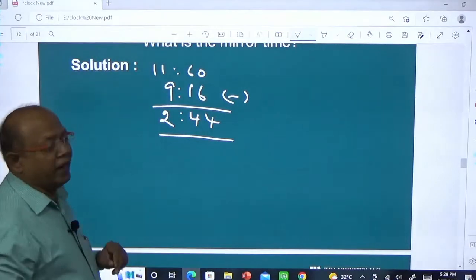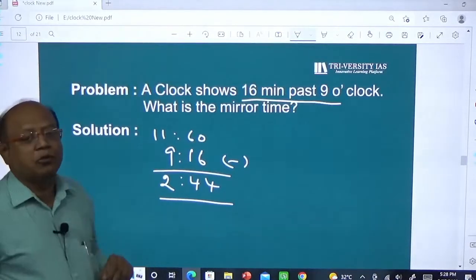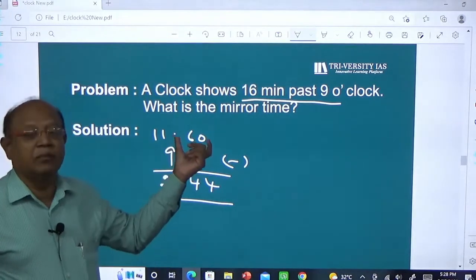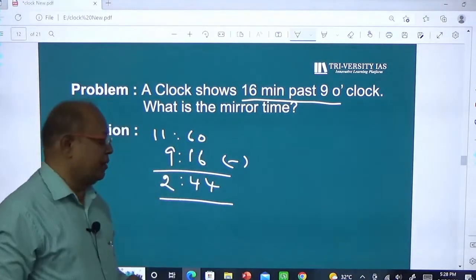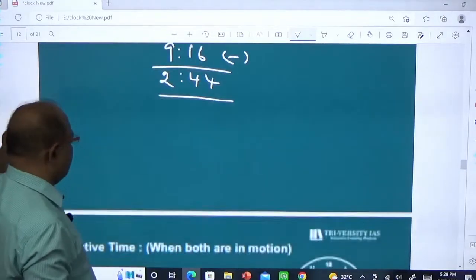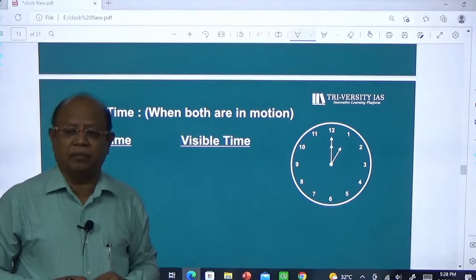So to find the mirror image of a given time, what do we have to do? From 12 hours, that means 11 hours 60 minutes, if we subtract, you will get the mirror image. This is the way. Now, relative time.